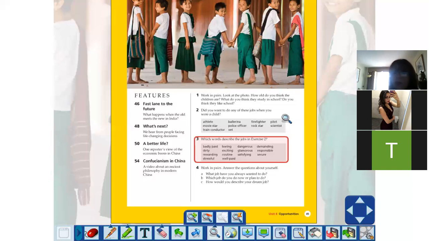All right. And you, Kimberly, which of these jobs did you want to do when you were a child? I remember I wanted to be a police officer. I don't know why. I was just very naive.